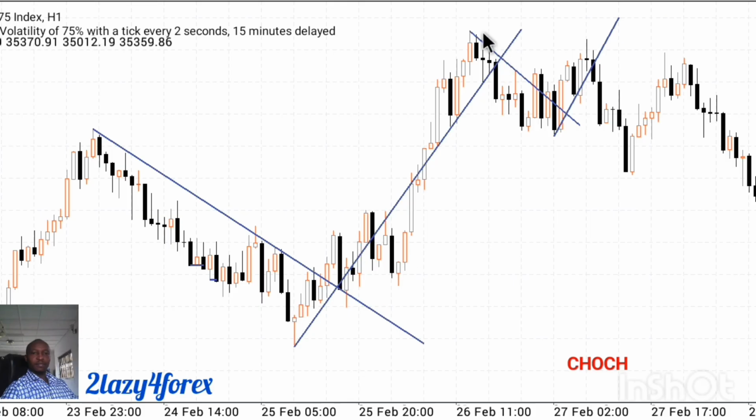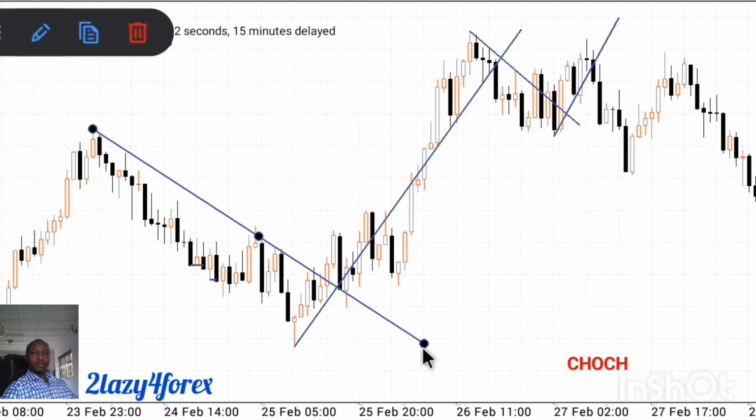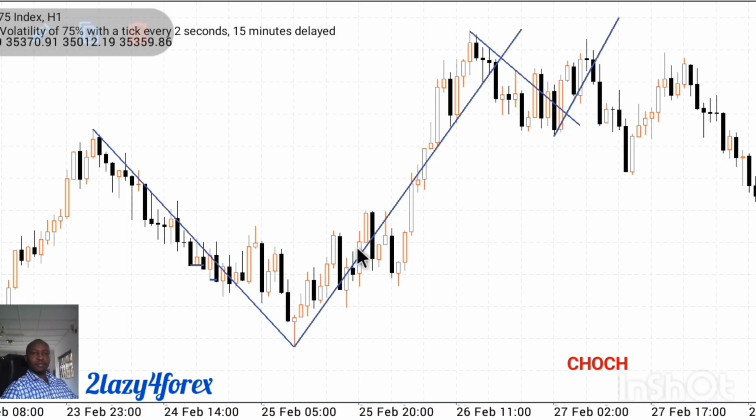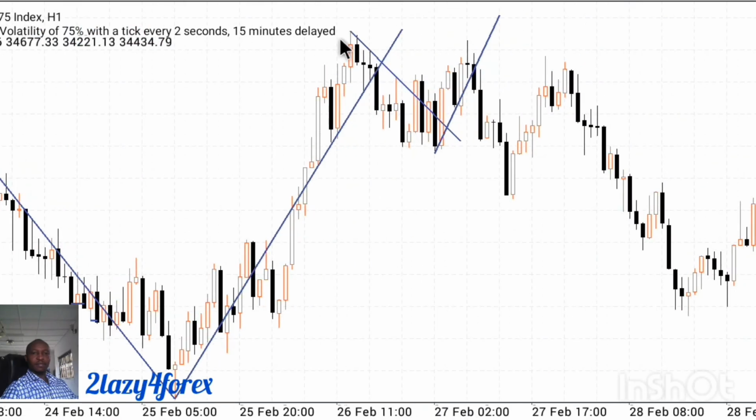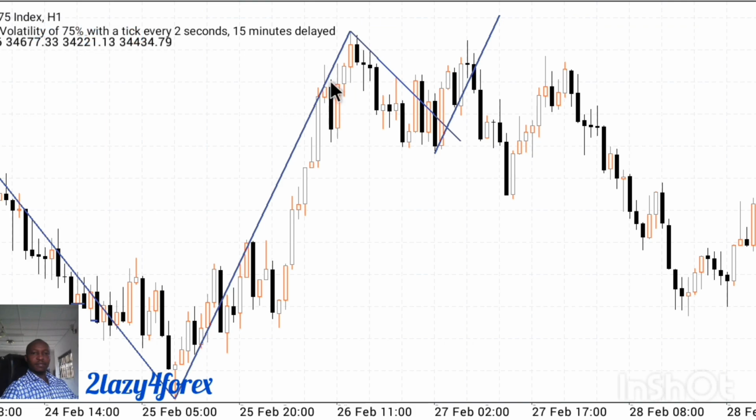Where is the lowest point there? This is the lowest point. You bring this one, you put it there. Okay, so you look at the next X where the two trend lines cross. Where is the highest here? This is the highest. You connect this one to this place.